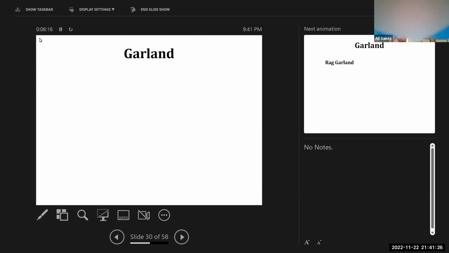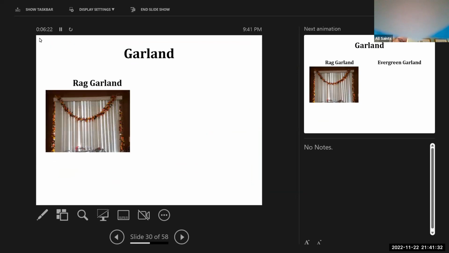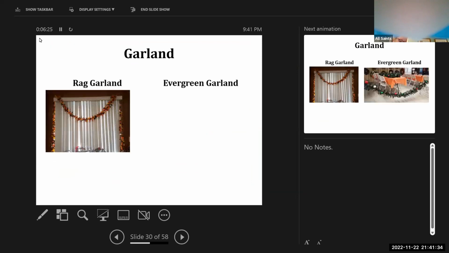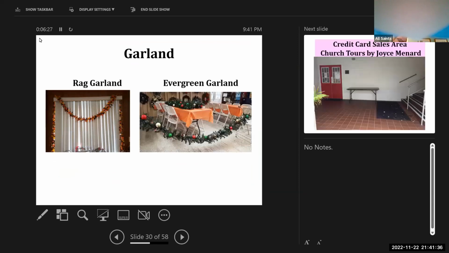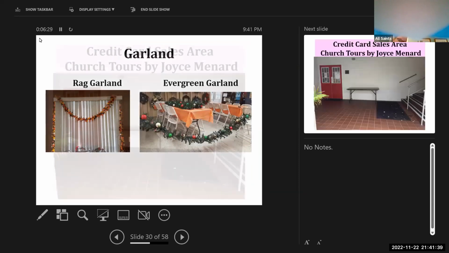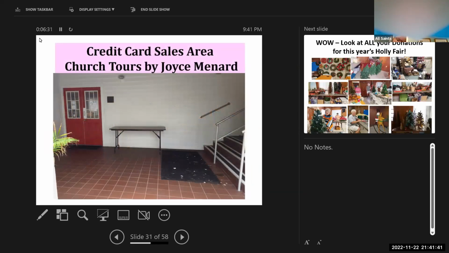We have a lot of garland. Most of it's Christmas garland. And then we have some evergreen garland. And the garland has their own booth, and they're going to be hanging that stuff up and plugging it in. This is where people will go to pay for items if they want to use their credit card. And this is where we'll have the church tours by Joyce.